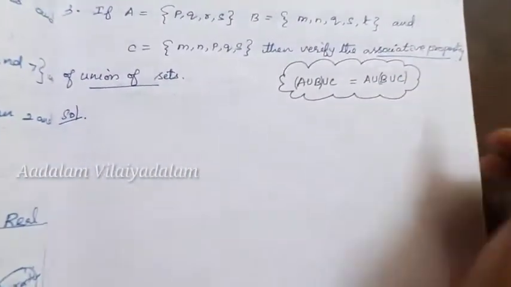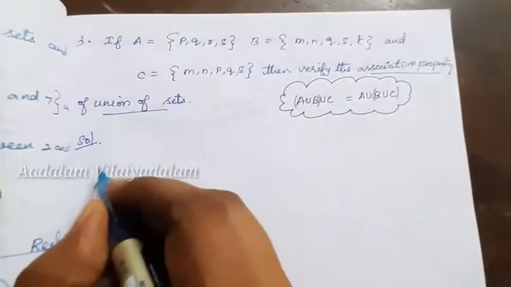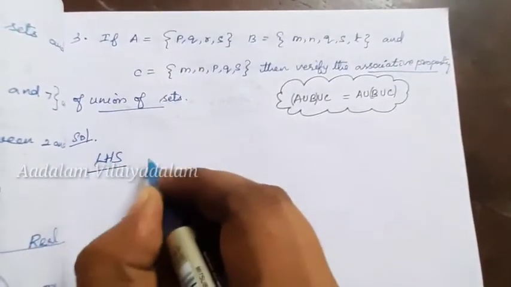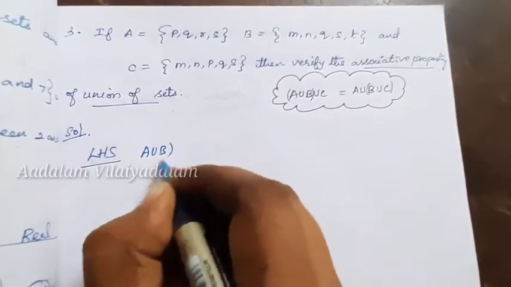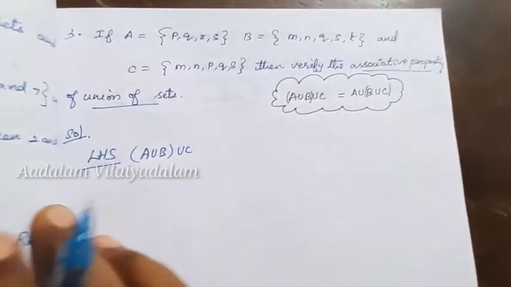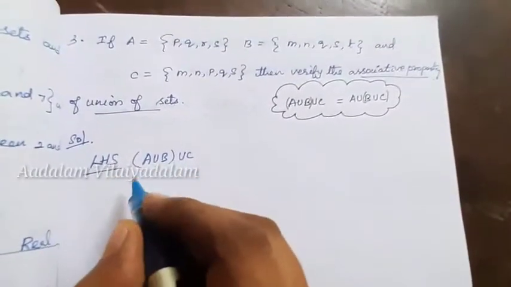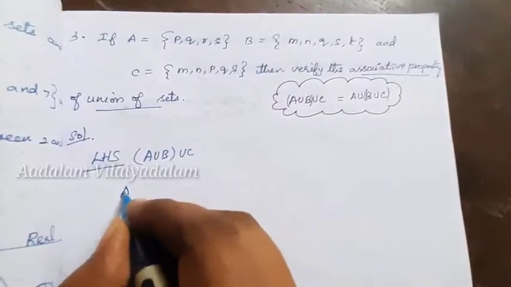Okay, let's write the LHS, that is, A union B union C. Let's solve this one. Here, A union B.